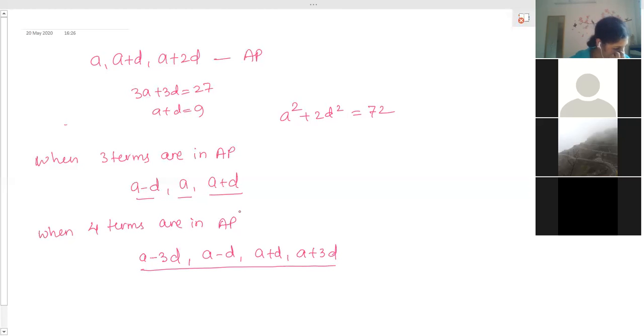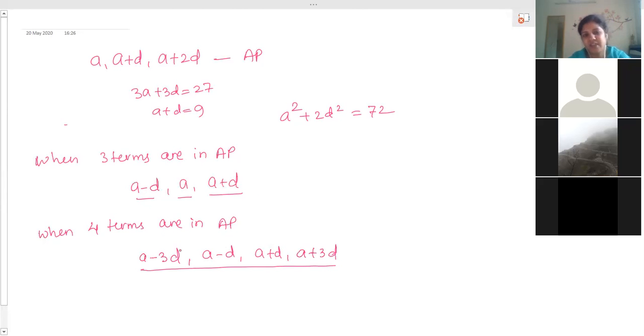Is this clear? Why 3D? Because we have to make equal values of D's. If you keep the first part and increase the fourth term, that means one more increment is there. So if we take A plus 2D here, will all the D's get cancelled? No, 1D will be left. One will be left out.